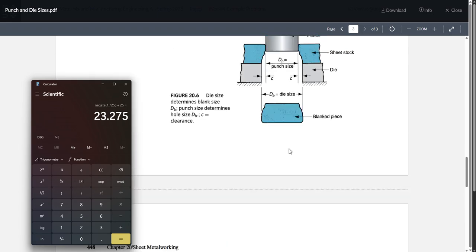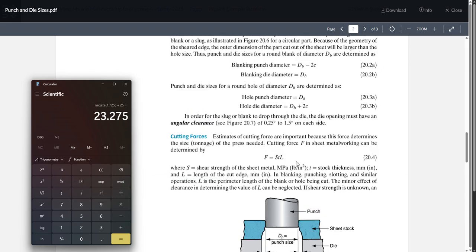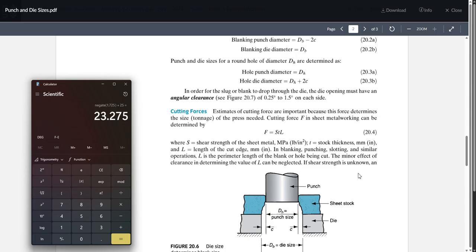Now let's go back to the equation we have here. The force is going to be equal to the shear strength of the sheet metal, which is a property of the material, multiplied by the thickness of the stock, multiplied by the length of the cut edge in millimeters. In blanking, punching, slotting, and similar operations, L is going to be the perimeter length of the blank or hole being cut. So if it's a square shape, it's going to be the height plus the length, multiplied by 2. If it's circular, it's going to be 2 pi r. Okay, that's how we can get the perimeter of the cut.